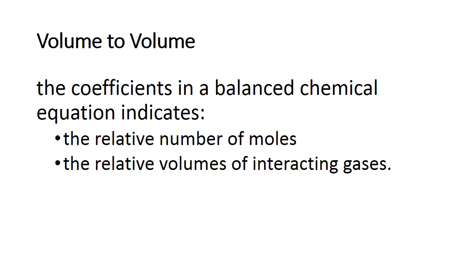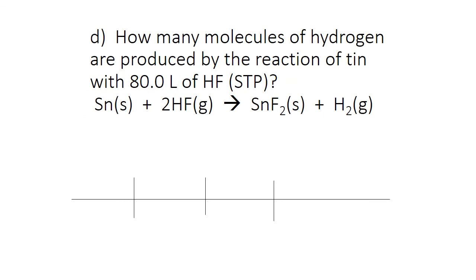Now, when we talk about volume to volume, as we've seen, the coefficients can indicate different things. Especially for volume to volume, it will tell us the relative number of moles and the relative volumes of interacting gases. Let's see how that applies in a problem. So we're asked, how many molecules of hydrogen are produced by the reaction of tin with 80.0 liters of hydrogen fluoride at STP? And that STP is important because it indicates certain things. We'll refresh your memory on this in a bit. So we look at what we're given. We're given 80.0 liters of hydrogen fluoride, and we want to find how many molecules of hydrogen gas.